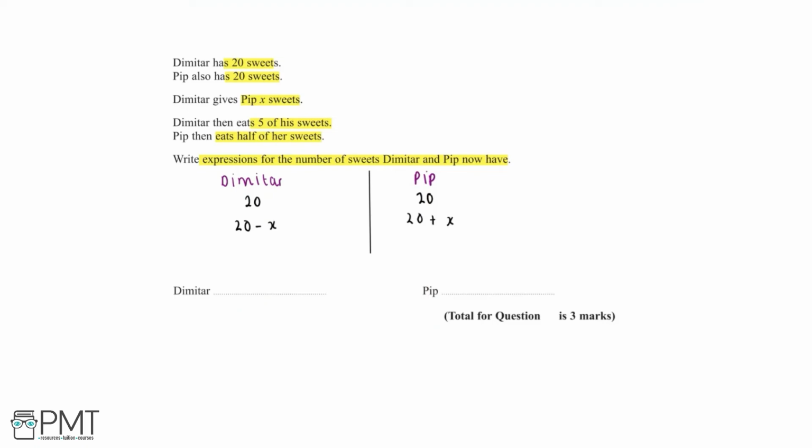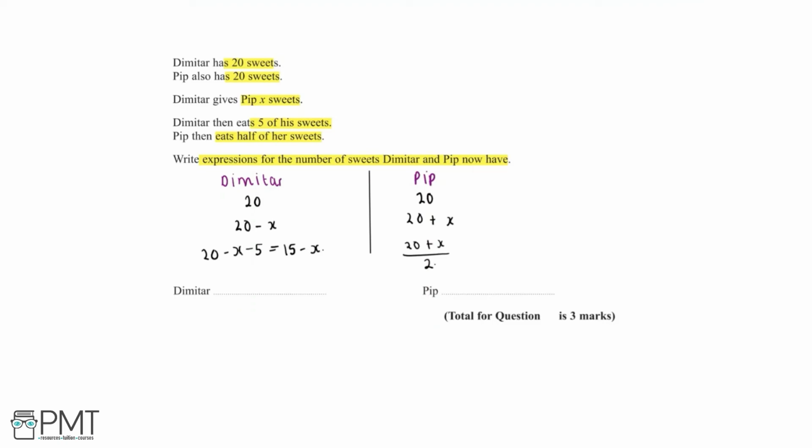We're then told that Dimitar eats 5 of his sweets, which again we can represent as subtraction. And so the new expression for the number of sweets that Dimitar has is 20 take away X, like we had before, and then take away 5, because he eats 5, which we can simplify into 15 take away X. We're then told that Pip eats half of her sweets, which means the number of sweets that she has divides by 2. And so we can say that her new expression is equal to 20 plus X, all divided by 2. So we can write these final expressions in our answer box below.